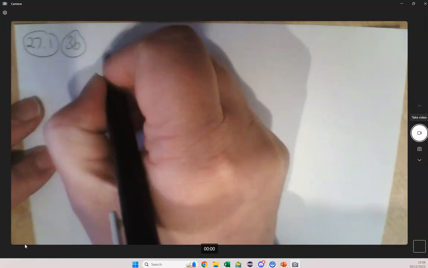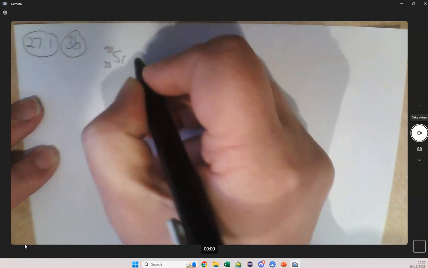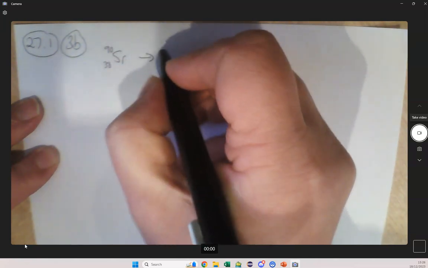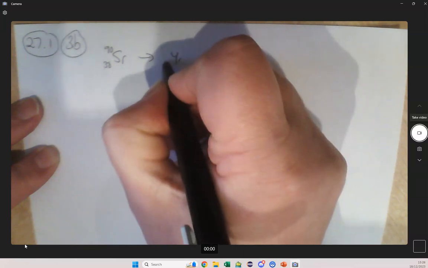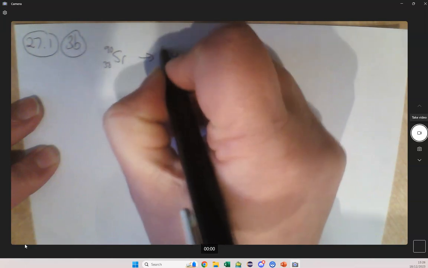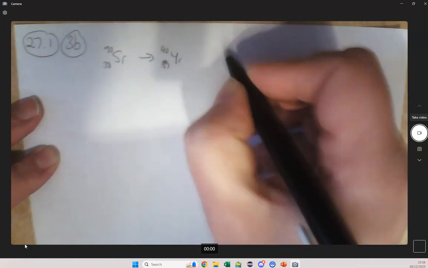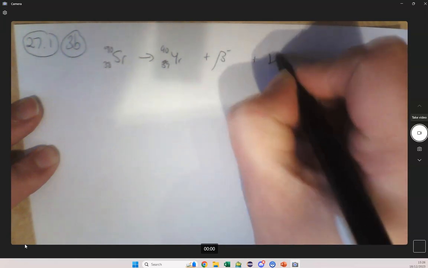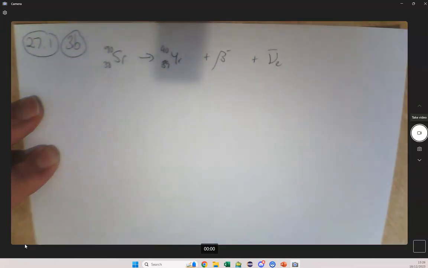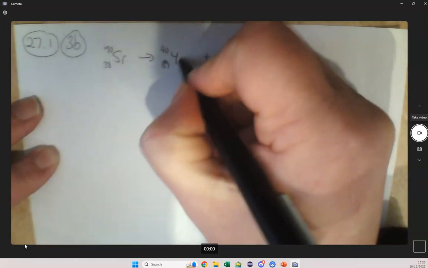So we've got strontium-90 is actually decaying into yttrium-90, and it's going that through beta minus decay, and as you know that means it's also going to be emitting an anti-electron neutrino.